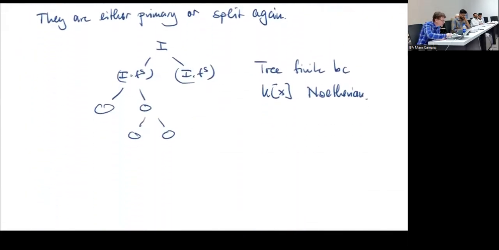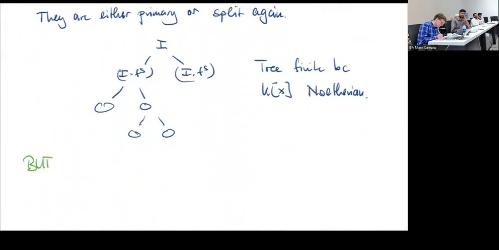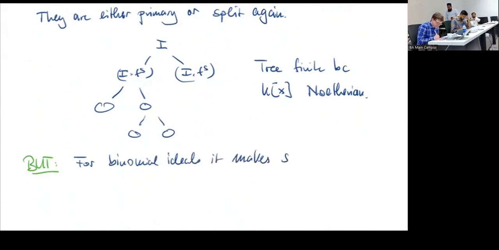So you can do it like this, but for binomial ideals, now we get to binomial ideals. Anything more I want to say about this? Yeah, now comes the big green but. For binomial ideals, it makes a lot of sense to use only variables as f.